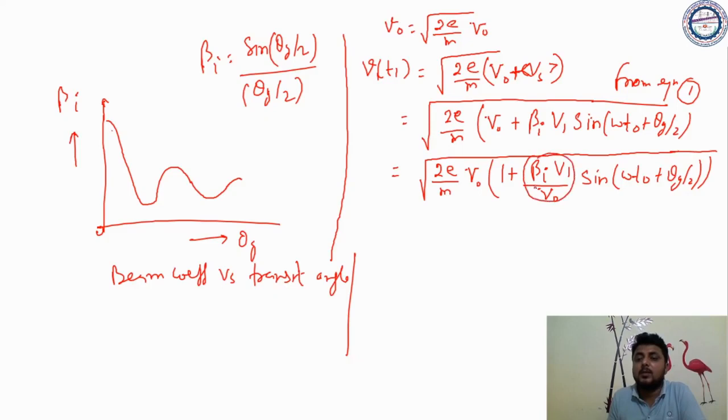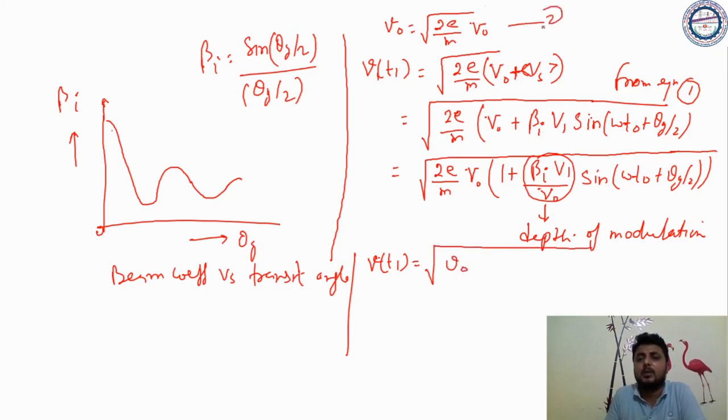This term is nothing but the depth of modulation. Okay. So now we have v of t1, which can be written as the square root of, this term will be nothing but v naught. Already we have equation number 2, you just take. So this is v naught into (1 plus this depth of modulation factor, beta I V1 by V naught into sin(omega t naught plus theta g by 2)).